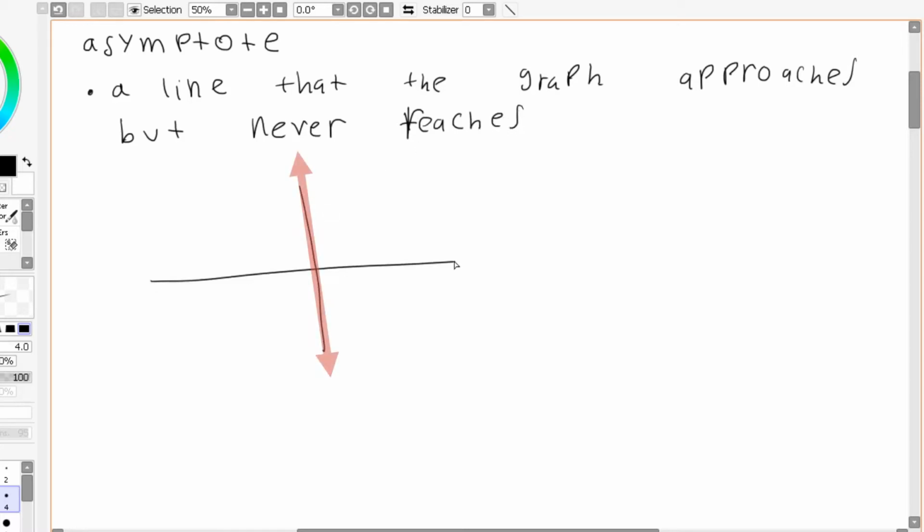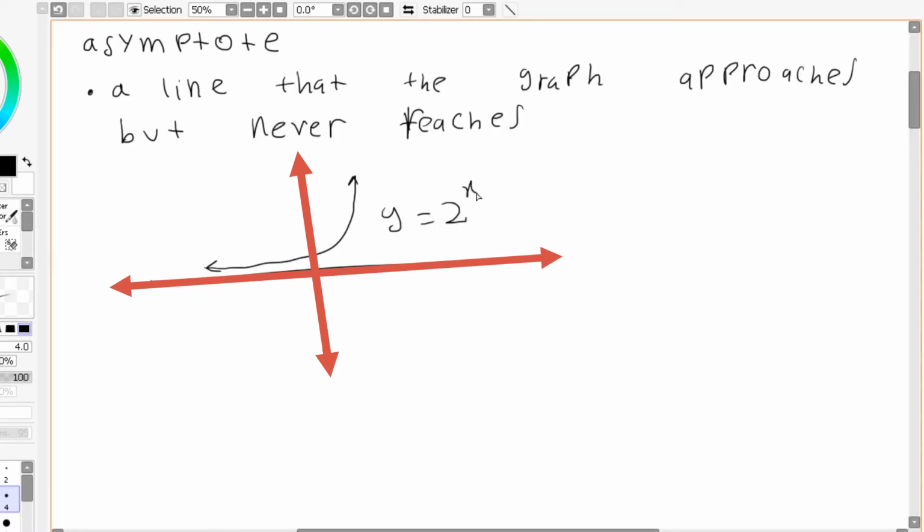So for example, we have our exponential function that is going to be y equals 2 to the power of x. Y equals 0 is the asymptote here. And it's usually drawn like this with a dotted line, because y equals 2 to the power of x exponentially approaches it, but will never touch or cross this line.